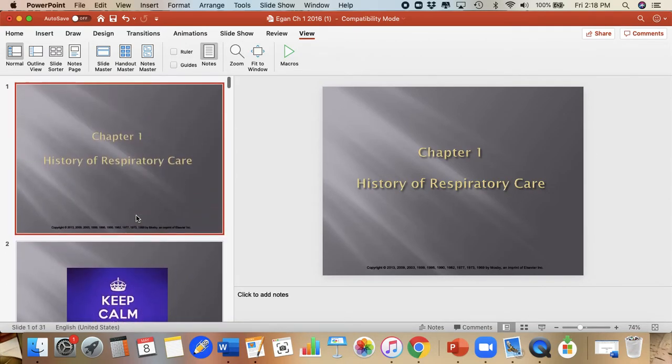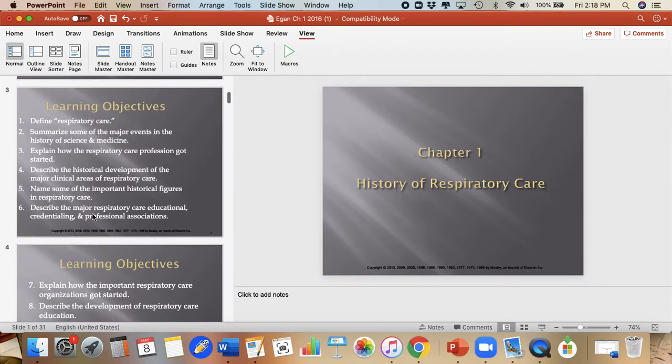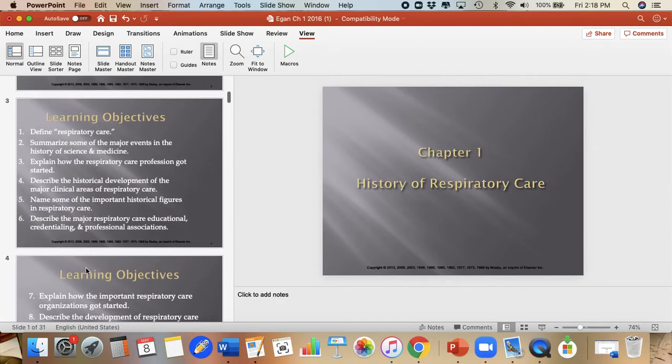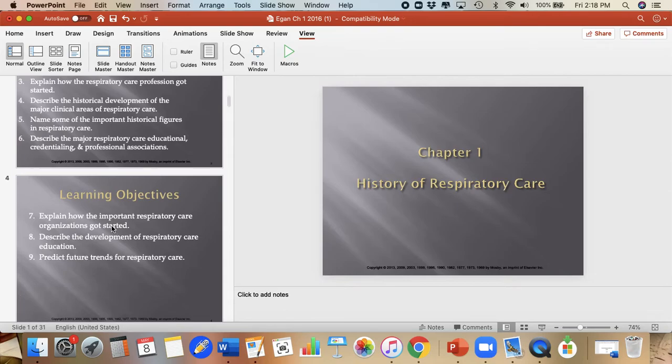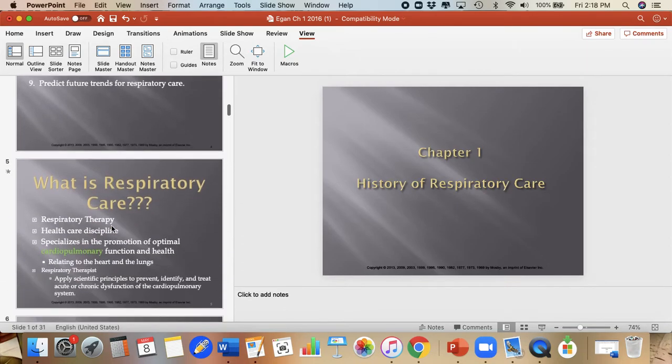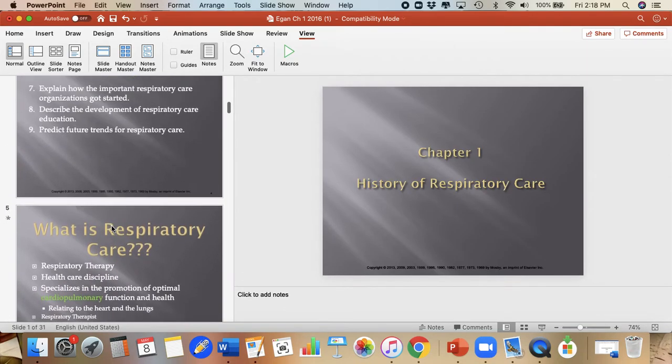So let's go ahead and get started. These are the learning objectives for this first chapter. I'll let you go through and check those out. Those are basically just the goals of what we want to be learning by the end of this. And we'll start off with the first one.